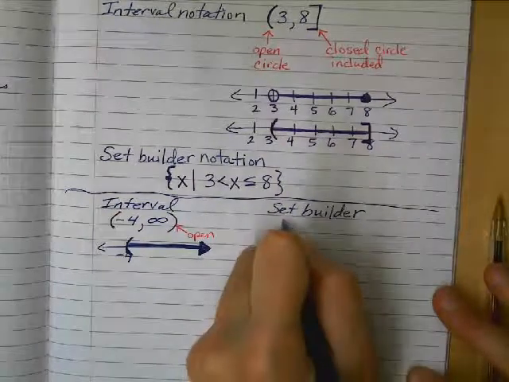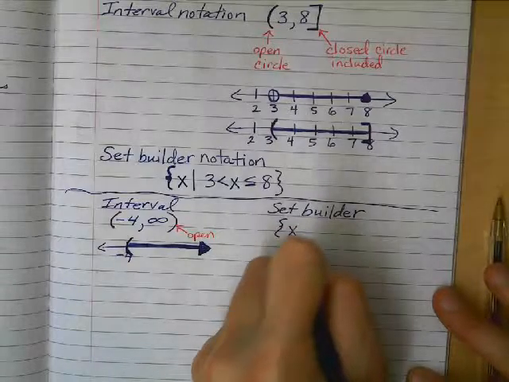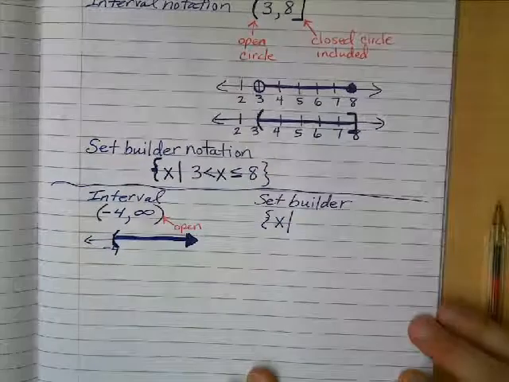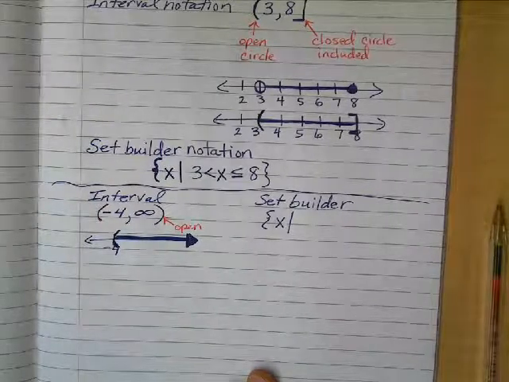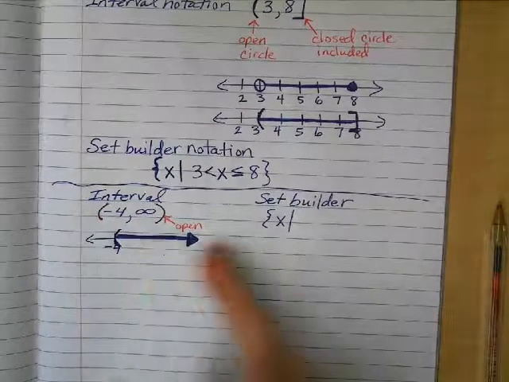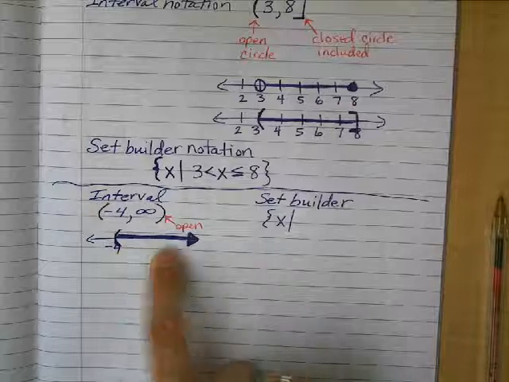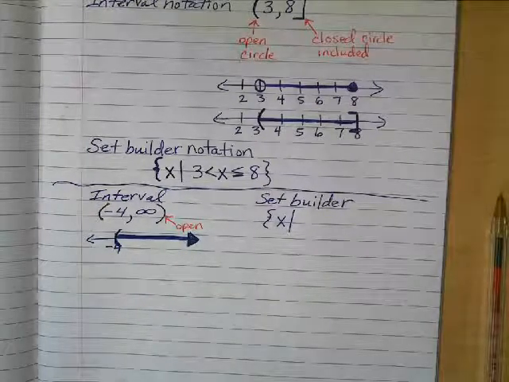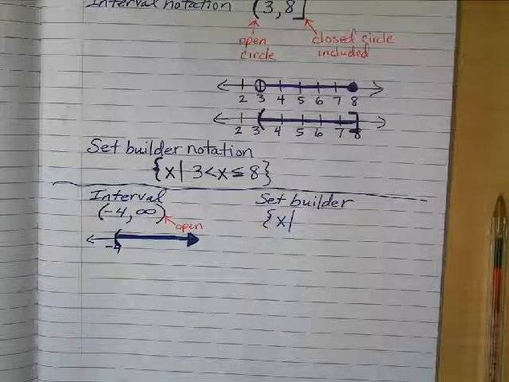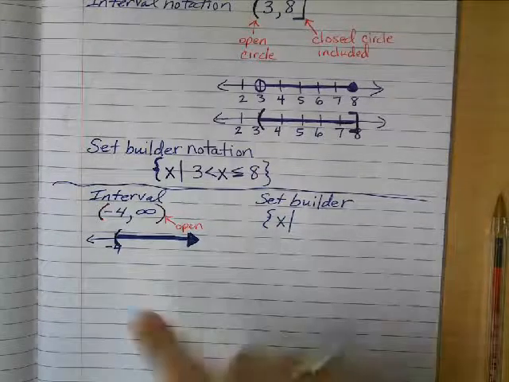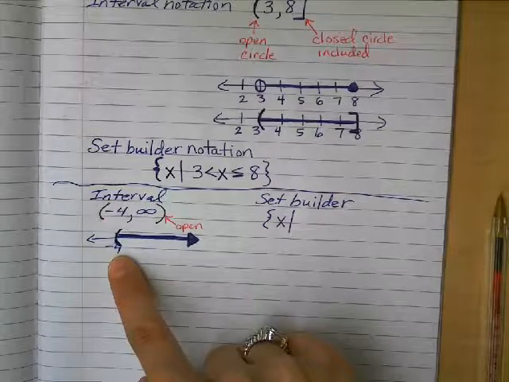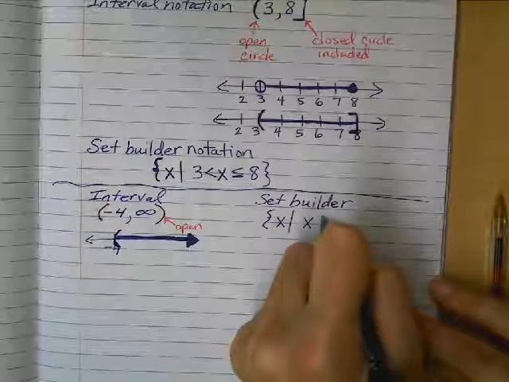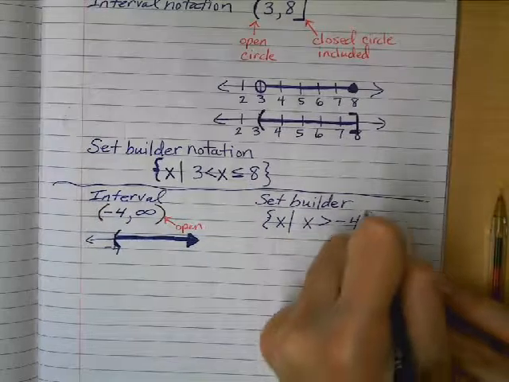In set builder, they would write it as the set of all numbers x such that, and it always starts like that. How would we say this? Is this going greater than something or less than a certain value? What do you guys think? Greater than -4. Yeah, so you just say x greater than -4. Good job, you got it.